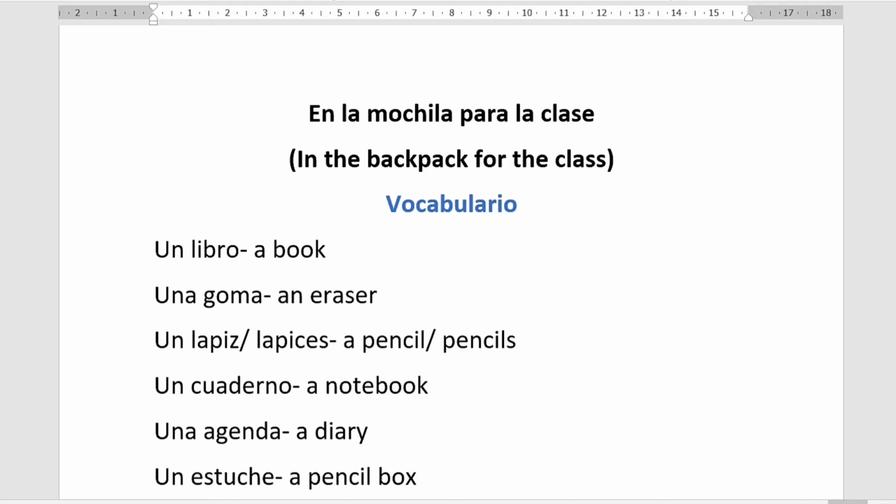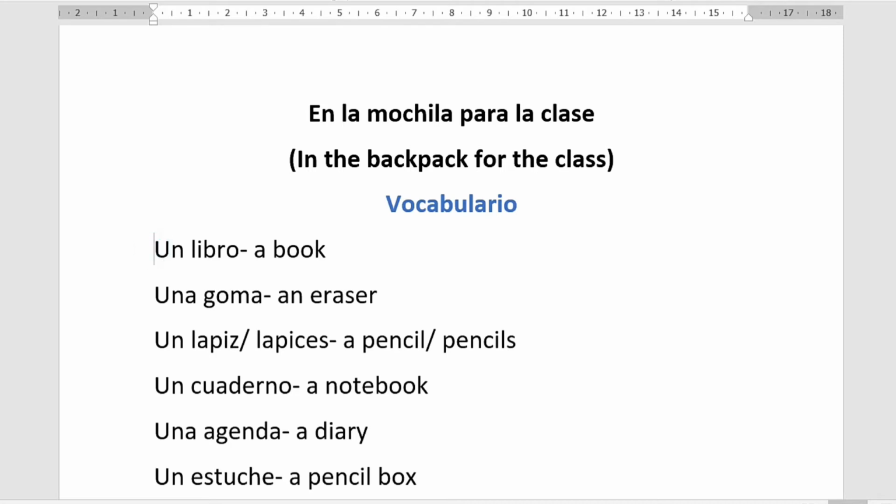So, what objects do we actually use in the school that we actually pack up in our school bag as well? So first I'll be taking up the vocabulary, and in the next video I'll be taking up some more statements, some general question answers or the statements. So let's start with the vocabulary.